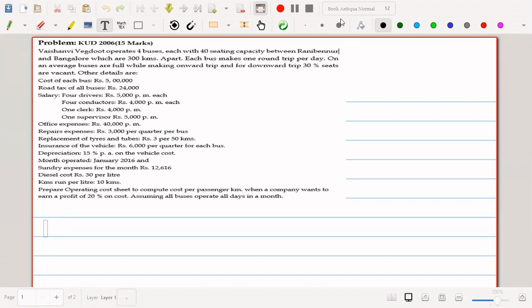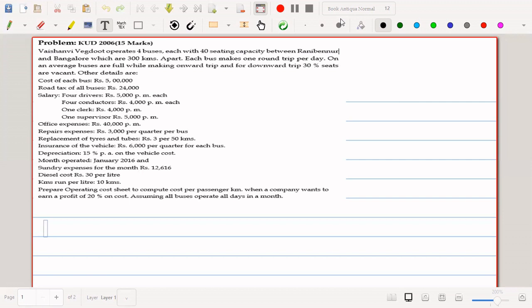Then depreciation 15% per annum on vehicle cost. Month operated January 2016, that is, we have to take 31 days here. Sundry expenses for the month rupees 12,616. Diesel cost rupees 30 per liter, and the bus runs 10 kilometers per liter. So prepare the operating cost sheet to compute cost per passenger kilometer.